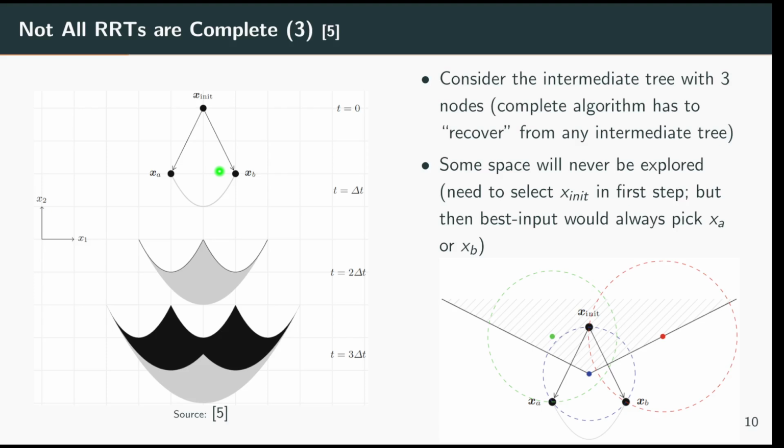Any questions regarding completeness and non-completeness of RRT? Yeah. Interesting.